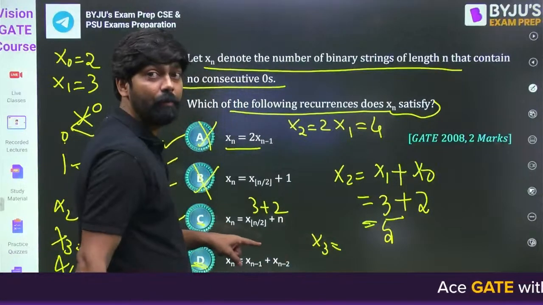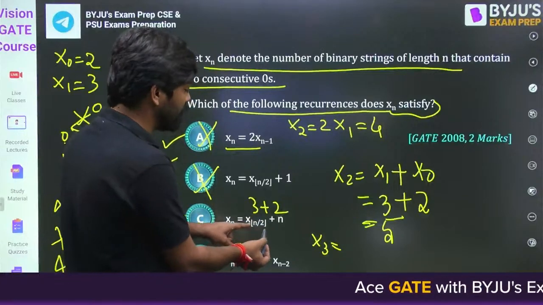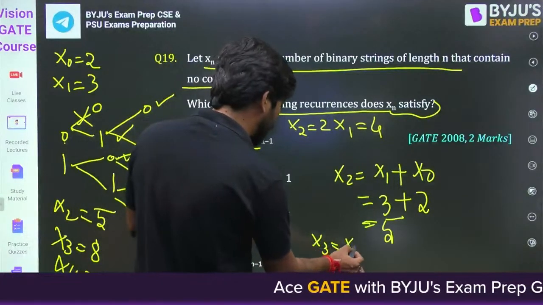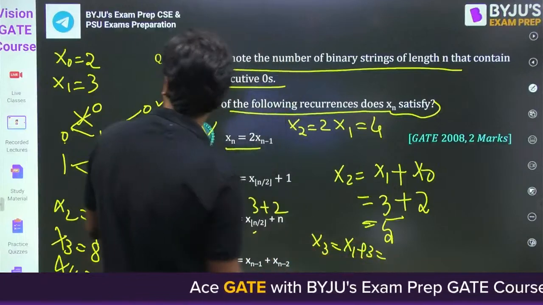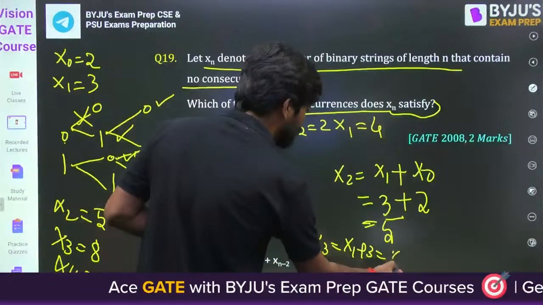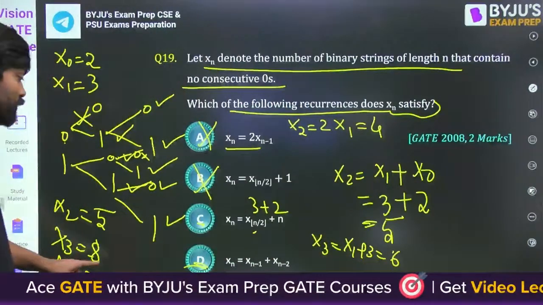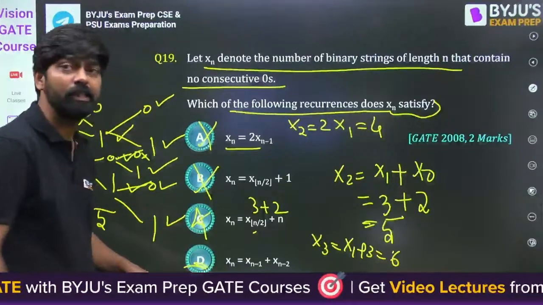3 by 2. What is 3 by 2? Floor value it is taking. 3 by 2 is 1. So it is nothing but x1. x1 plus 3. What is x1? x1 is 3. So 3 plus 3 is nothing but 6. But it is coming 8. So it is wrong. So C you can remove here. C is the wrong option.